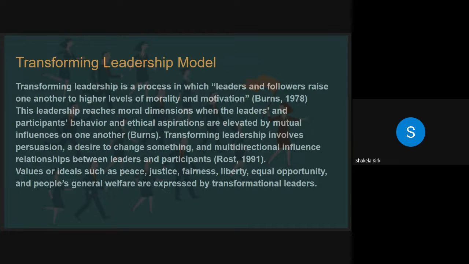Values or ideals such as peace, justice, fairness, liberty, equal opportunity, and people's general welfare are expressed by transformational leaders (Ross, 1991). It is said that it is the relationship and influence between leaders and followers, and Burns describes it as an interaction of power and shared values. The moral purpose of both leaders and participants are key factors in the transforming leadership process, and change results from these shared moral purposes.